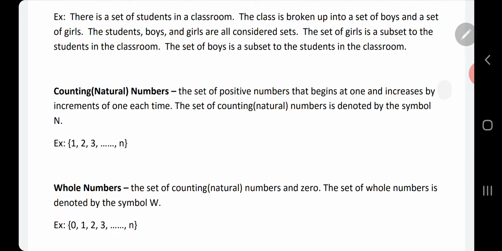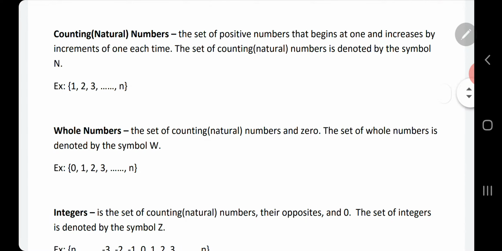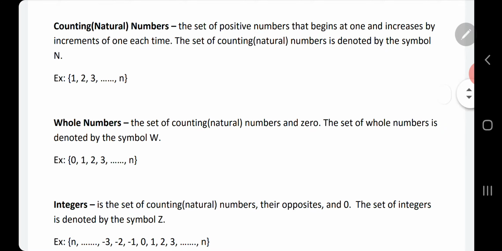Counting or natural numbers is a set of positive numbers that begins at 1 and increases by increments of 1 each time. The set of counting natural numbers is noted by the symbol N. Example is 1, 2, 3, and forever on from there. Those are our counting numbers, just like you're counting on your hand. Whole numbers are the set of counting natural numbers and 0. The set of whole numbers is denoted by the symbol W. Example, now we start with 0, 0, 1, 2, 3, and on forever. Therefore, it is all the counting numbers plus the number 0.